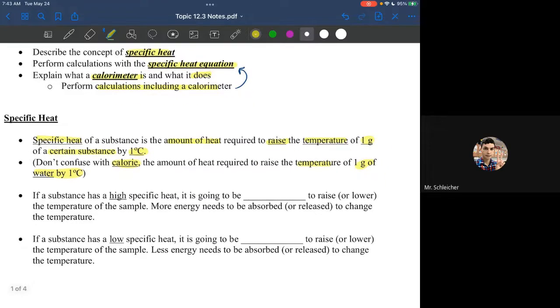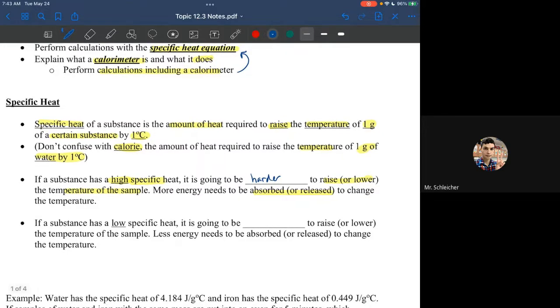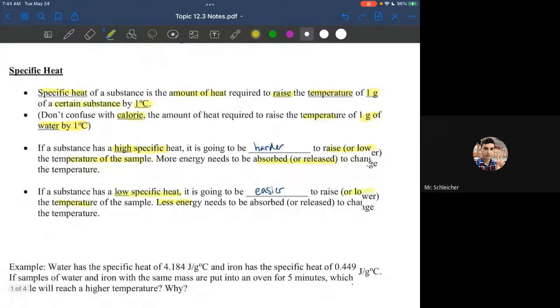Now, let's talk about specific heat in terms of what might actually matter and what you can observe. So if a substance has high specific heat, it is going to be harder to raise or lower the temperature of the sample. More energy needs to be absorbed or released to change the temperature. If a substance has a low specific heat, it is going to be easier to raise or lower the temperature of the sample. Less energy needs to be absorbed or released to change the temperature.